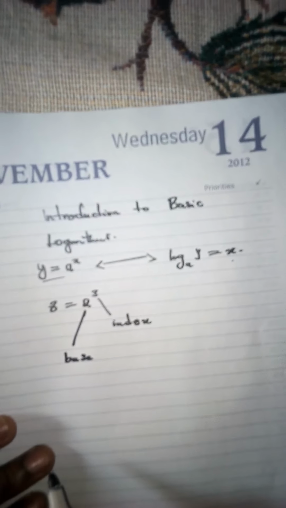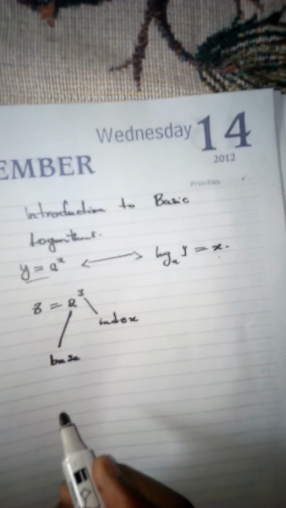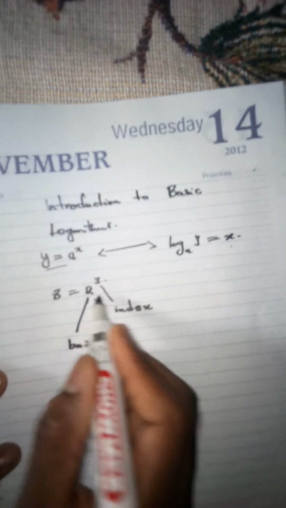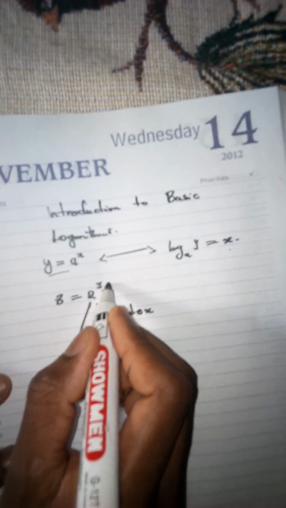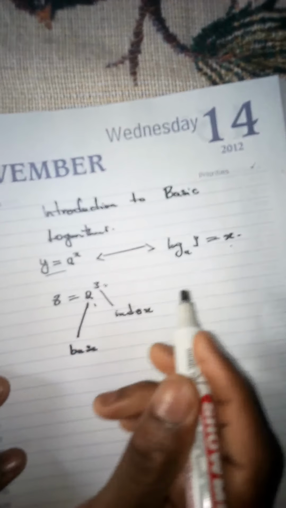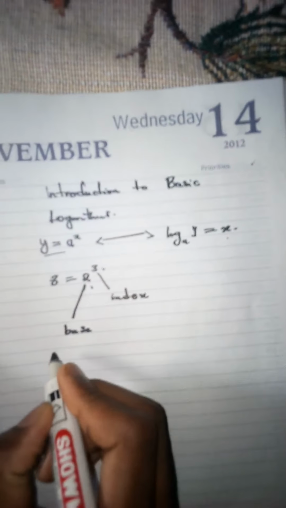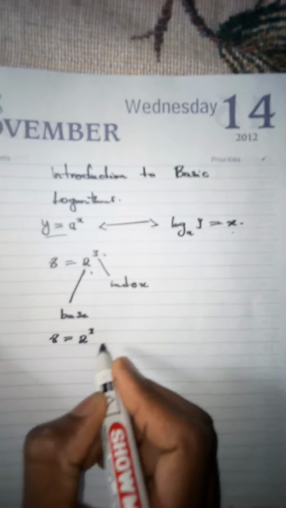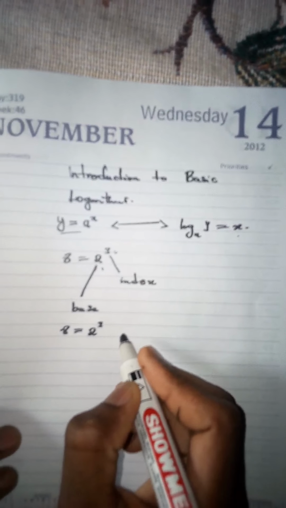For us to write a logarithmic equation from an exponential equation, we need first to identify the index and the base. The index becomes the logarithm, and the base is always the base, even in logarithms. If I have such a situation which says 8 is equal to 2 to the power 3, and I want to derive a logarithmic equation from this.